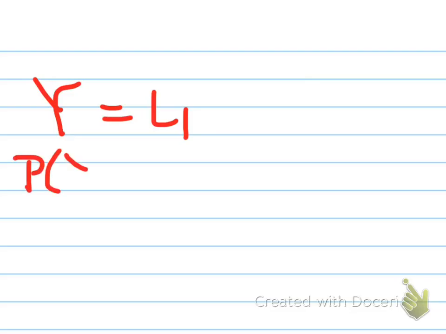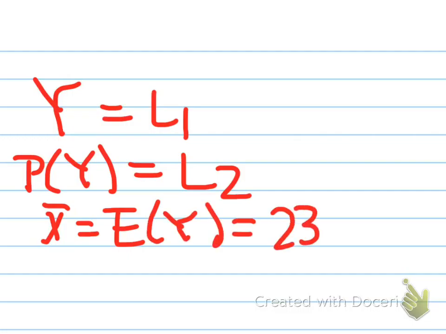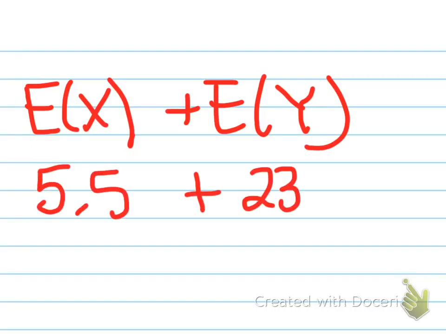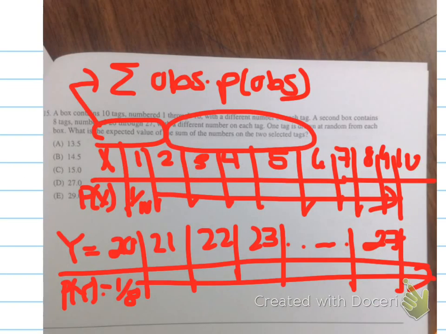For the Y distribution, you do the same thing. So this would go in L1, this would go in L2. Run your 1 variable stats, and you get your x bar, which is your expected value. And that's equal to 23.5. Then to do the expected value of X plus the expected value of Y, you're going to take 5.5 plus 23.5. When you add that up, you get 29.